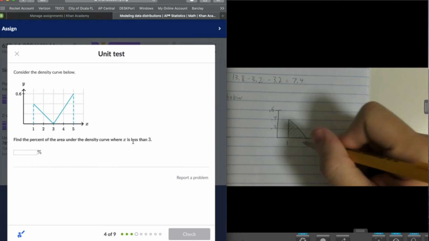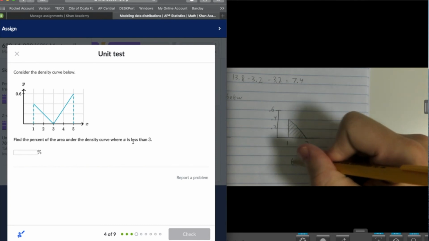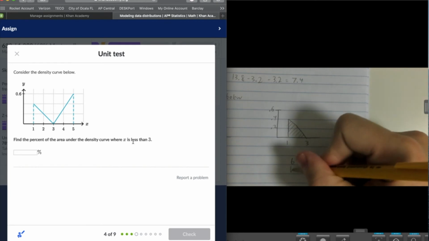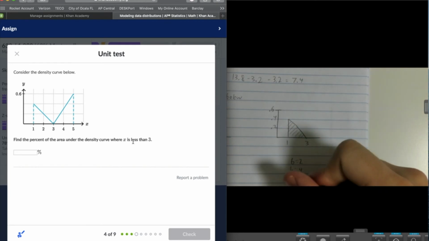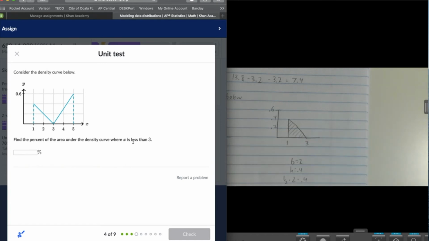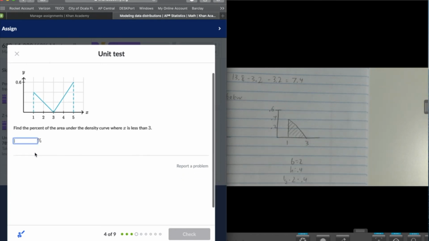We have a base, which goes from 1 to 3, so the base length is 2. We have a height, which is 0.4, and the area of a triangle is 1/2 times base times height, and so that's just going to end up being 0.4, which is 40%.